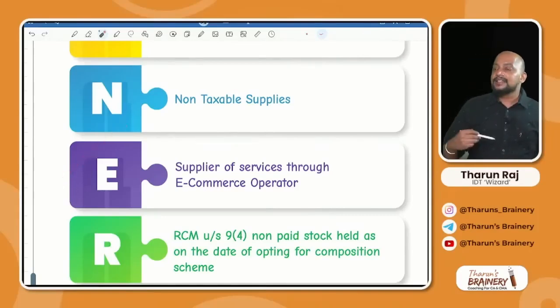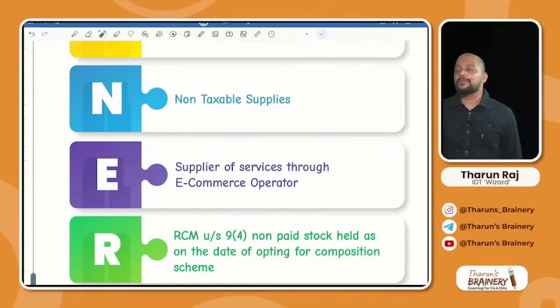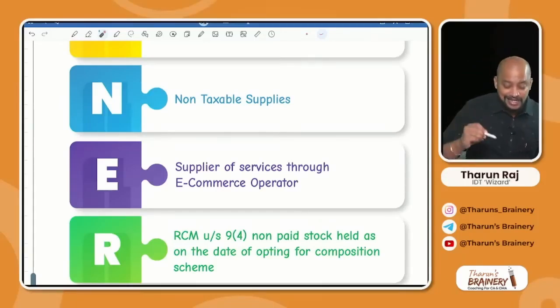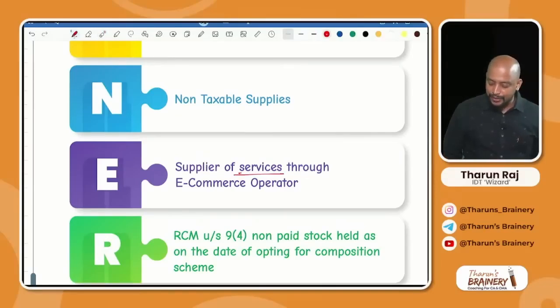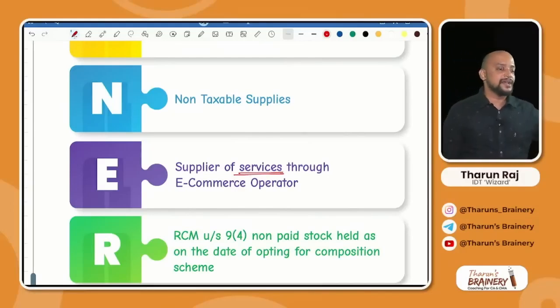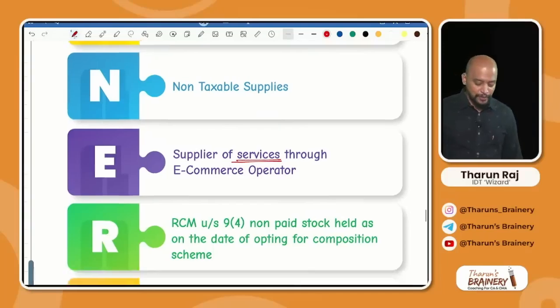Then E, supply of services through e-commerce operator. For example, generally a restaurant can opt for composition scheme, but if the restaurant is selling food through Swiggy or Zomato, they cannot opt for composition scheme. Can a supplier of goods through an e-commerce operator opt for composition scheme? Yes. Underline here, only services is given, but for goods there is no restriction, only services. For example, I am selling goods from Amazon or Flipkart. Can I opt for composition scheme? Yes, very much yes, I can opt for composition scheme.